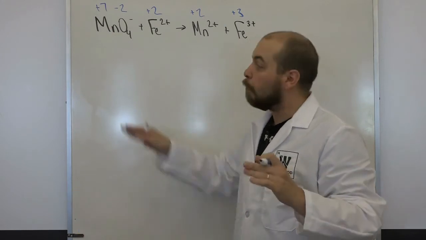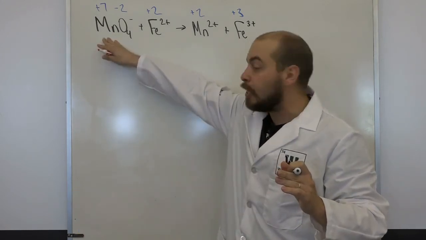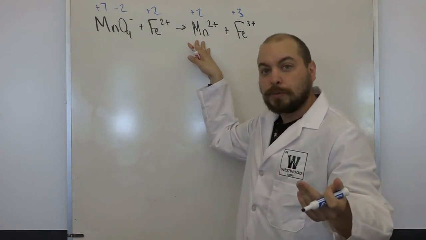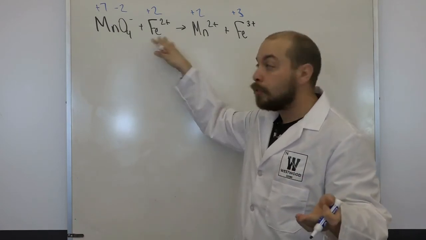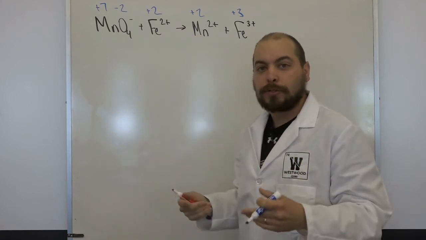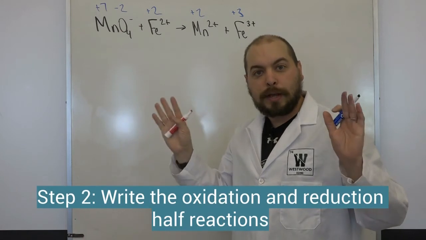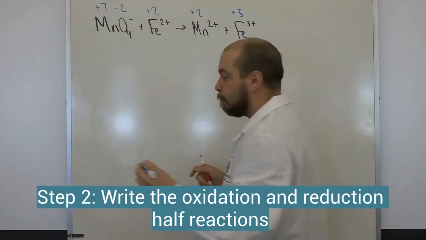reduced. So manganese started at +7 and went to +2. That means it gained electrons, which means it was reduced. Iron went from +2 to +3. That means it lost electrons, which means it was oxidized. We're going to now separate into our half reactions, and we're going to write the unbalanced half reactions.